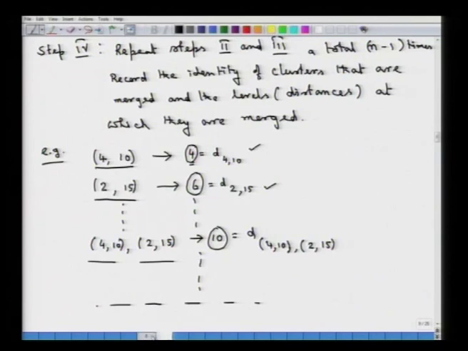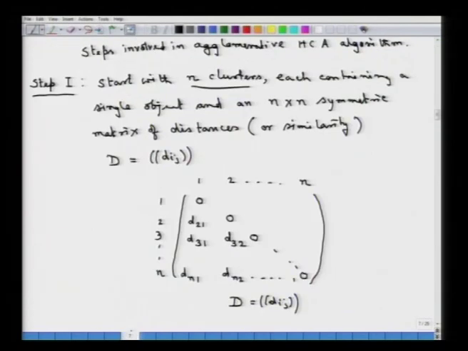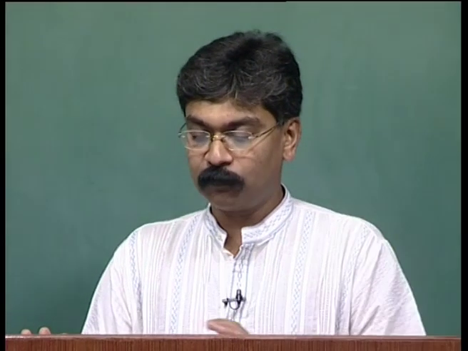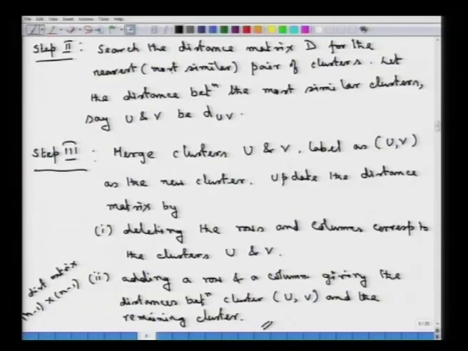Now, note that in step 1, this distance matrix needs to be computed. Suppose we are looking at Euclidean distance, this can be computed without any difficulty. At the second step, we are just searching for the nearest pair of clusters from that n by n distance matrix, which is basically looking at the minimum of the Dij values, that is trivial. Then we will merge those two clusters and label them as UV, and then this updation of the distance matrix, which is a crucial point, comes into existence.